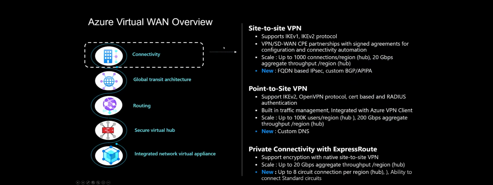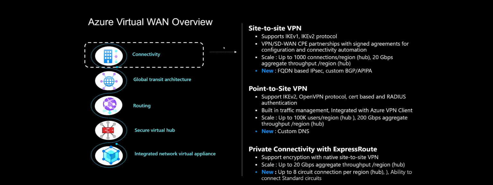From a connectivity standpoint, Azure Virtual WAN supports your site-to-site VPNs, your point-to-site VPNs, and ExpressRoute connectivity options. Each of these gateways is deployed directly into the Virtual WAN hub, supports all of the traditional offerings that you would expect from a normal virtual network gateway, for ExpressRoute or site-to-site VPN or point-to-site VPN.